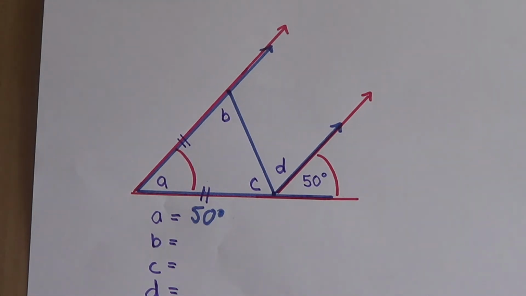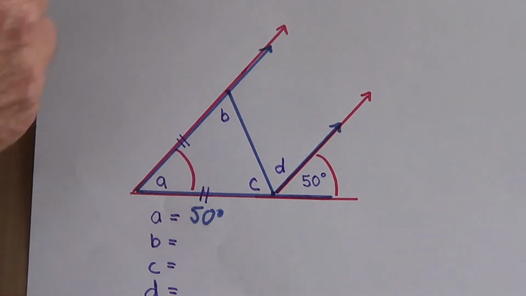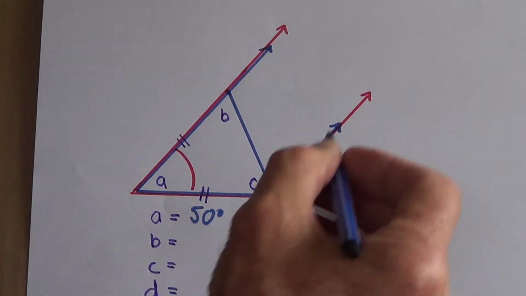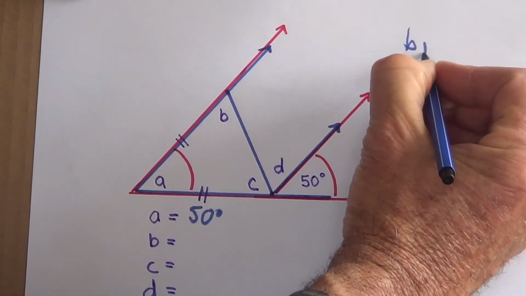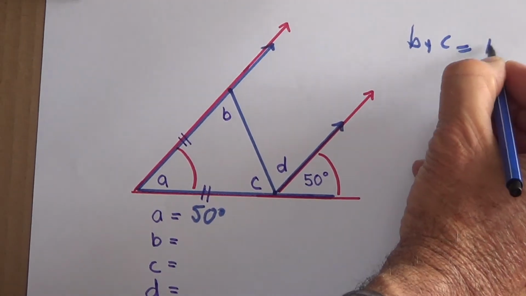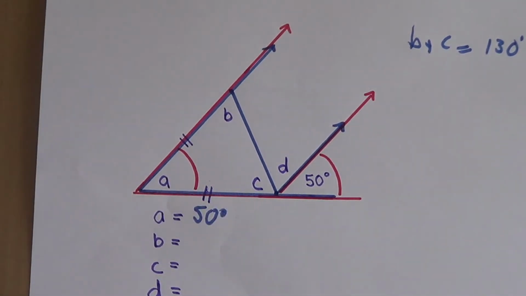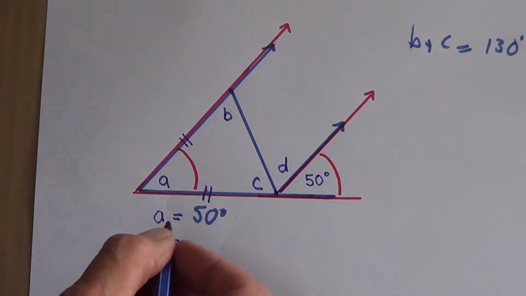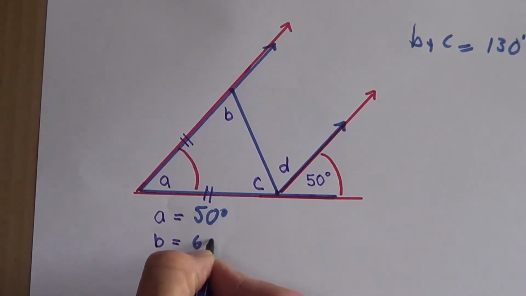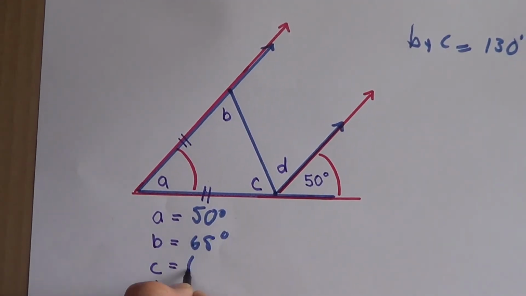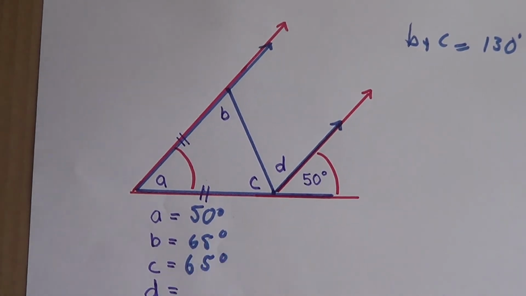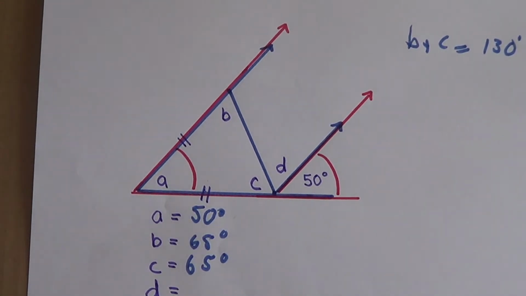Now when you look at B and C, B plus C must be equal to 130, right? Because 130 plus 50 is 180, and they're both equal. So you just halve 130 and you will get 65. So B and C are both 65 degrees. Right? And the reason is it's an isosceles triangle. Then you go to D.